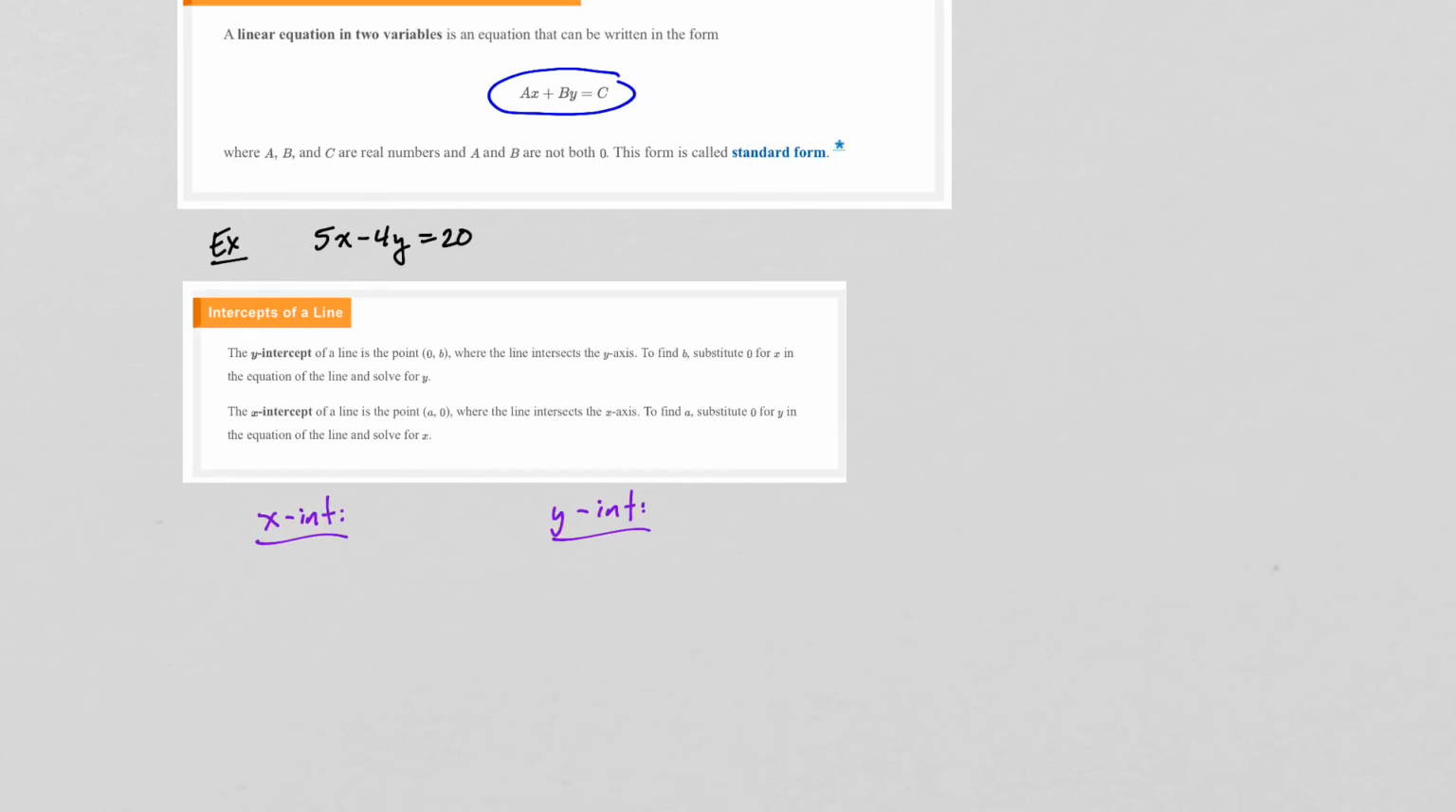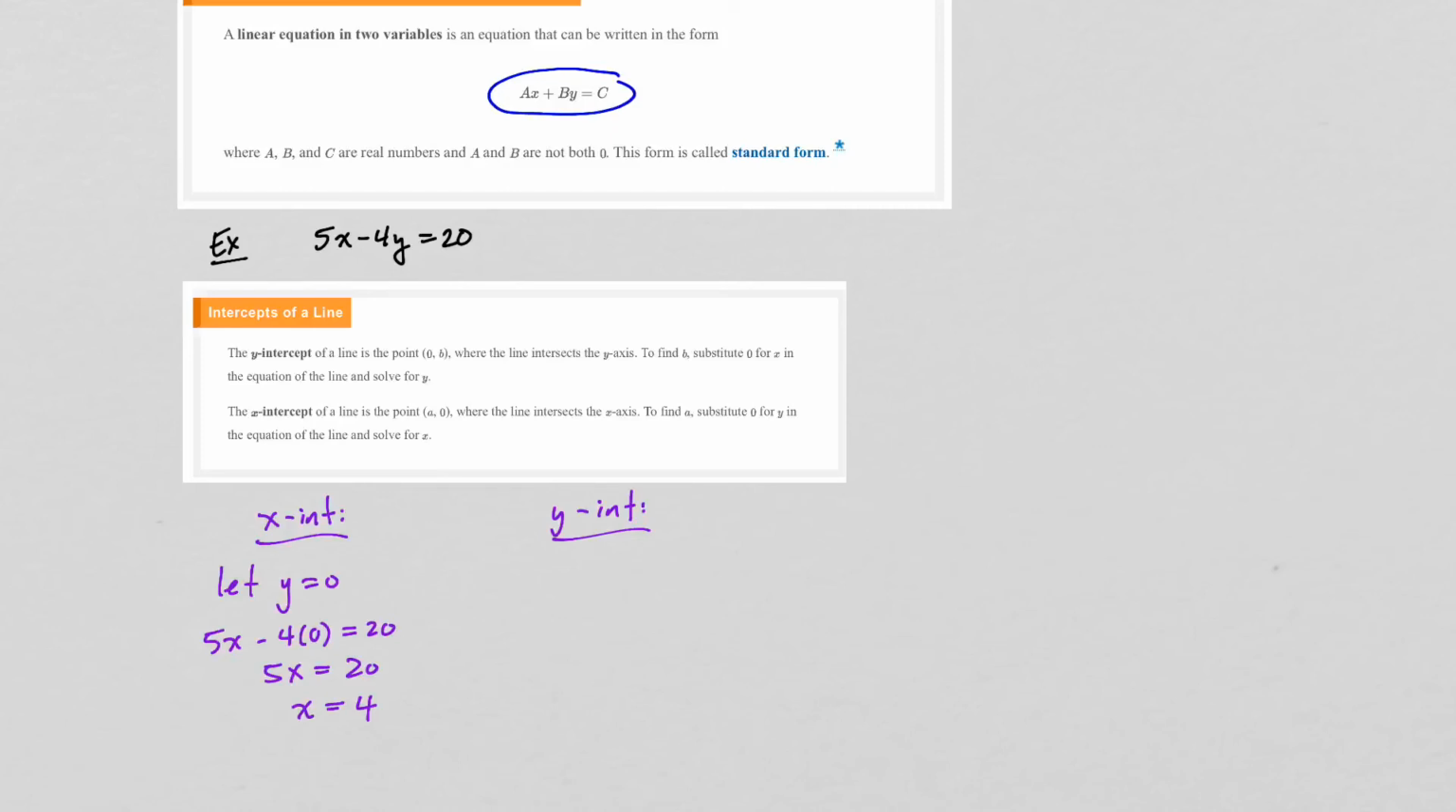And so the rule says to find the x-intercept, we're going to let y equal 0. So if you plug y equals 0 into this equation here, you end up getting 5 times x minus 4 times 0 is equal to 20. And that is 5x equals 20. And if you divide by 5, you get x equals 4.